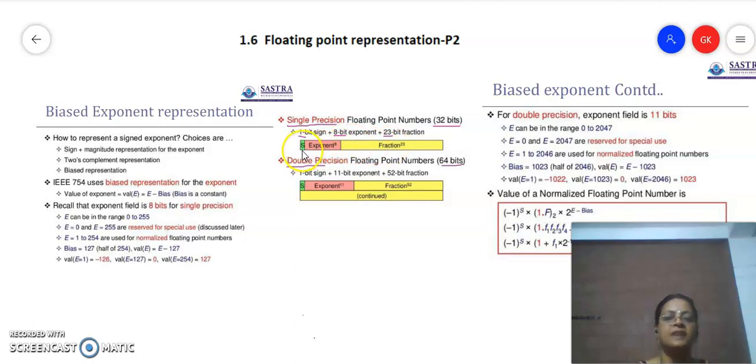Now if we observe the three fields, we have only one sign bit. So obviously this sign bit has to be associated only with the fraction. If the fraction is negative, that is represented with 1 here, and if the fraction is positive, it is identified by 0.